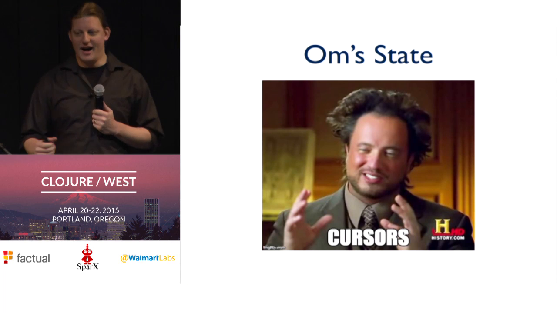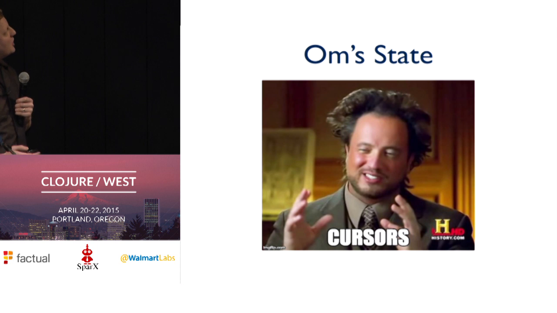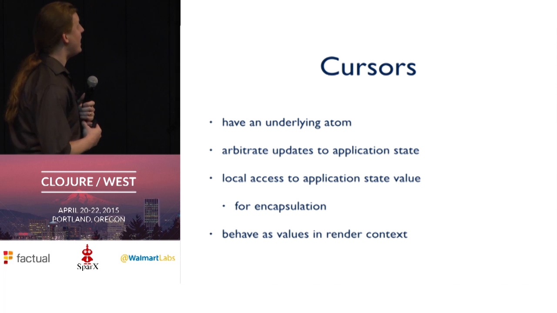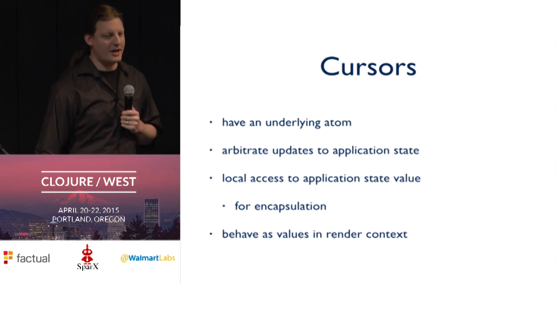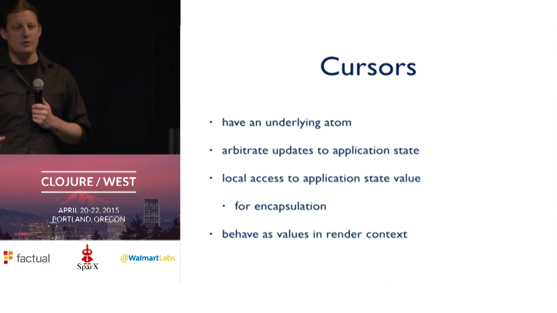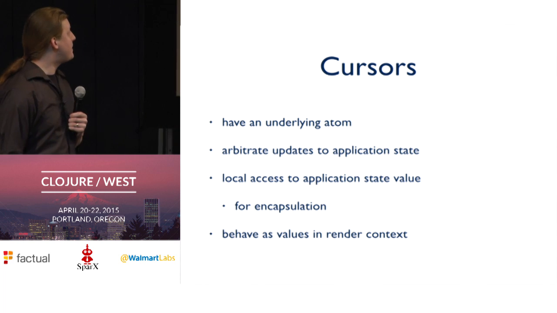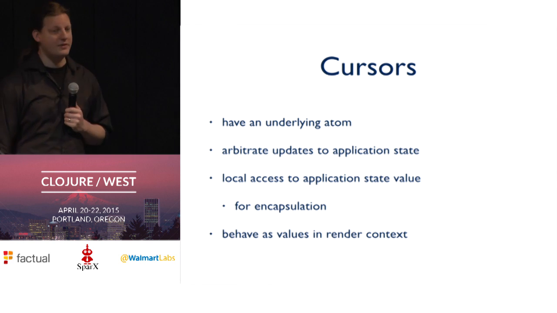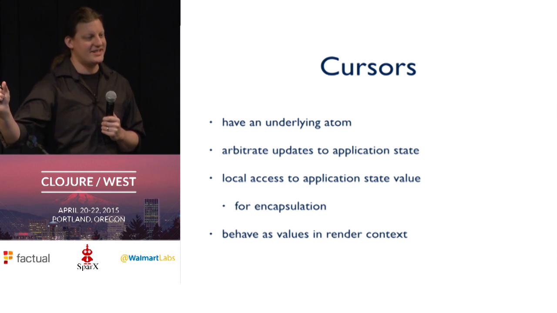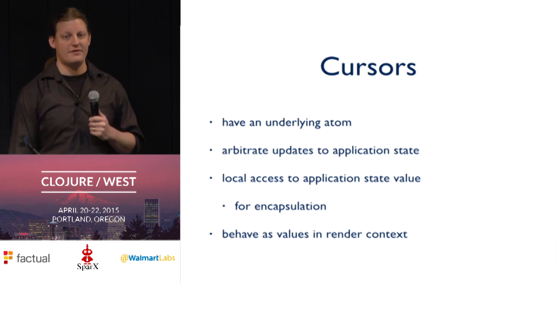So, state. Cursors. Cursors are strange beasts. They're fun. Cursors are how Ohm manages its application state. They have an underlying atom, so in Clojure terminology, they are identity types. They arbitrate updates to the application state. Whenever you want to update your application state, you do so through the cursor, using the transact function, actually. They provide local access to the application state value for encapsulation. So you can update the state in a localized way without knowing what your broader context is. And this gives you encapsulation. It lets you write components that don't have to know where they are from the top level.